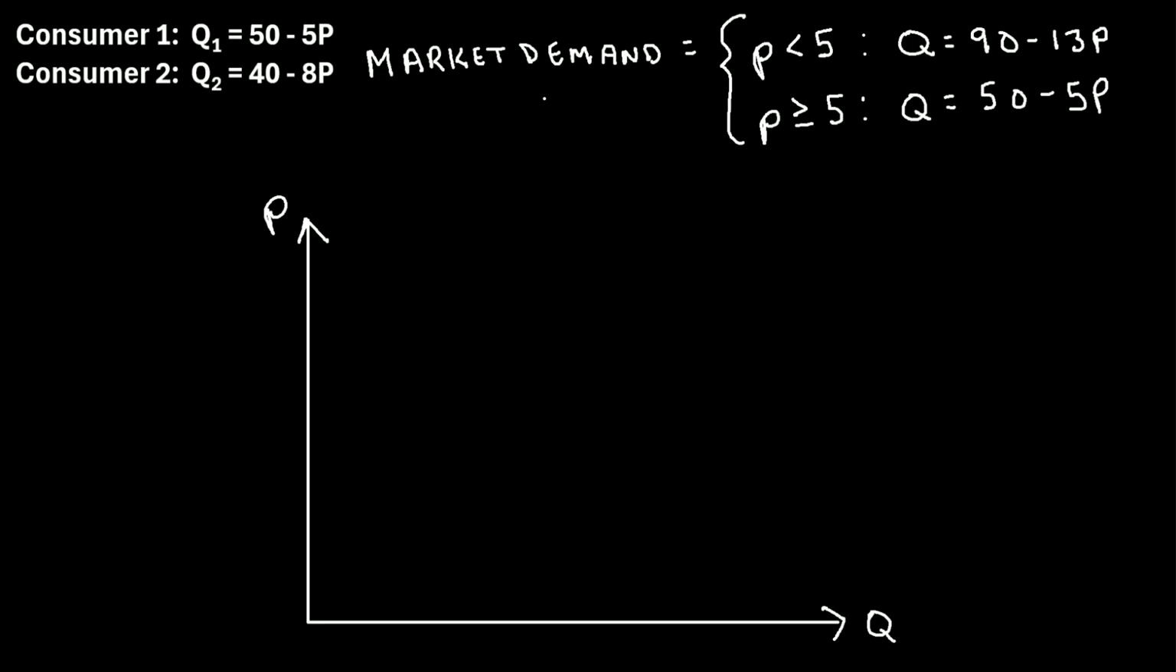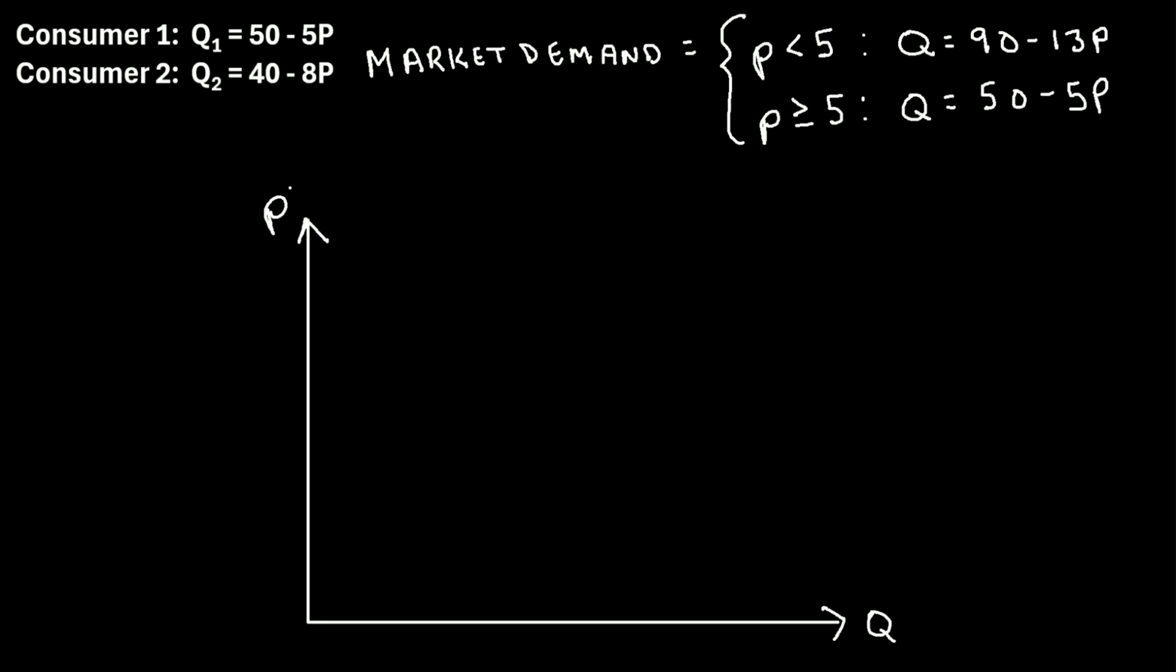So let's go ahead and summarize what we have. All right, so here's what we found. The market demand function had the following results. When the price is less than 5, the quantity demanded is 90 minus 13p. But when the price was greater than or equal to 5, the quantity demanded is equal to 50 minus 5p. Now let's go ahead and graph these results just to get a visual idea of what we just found here.